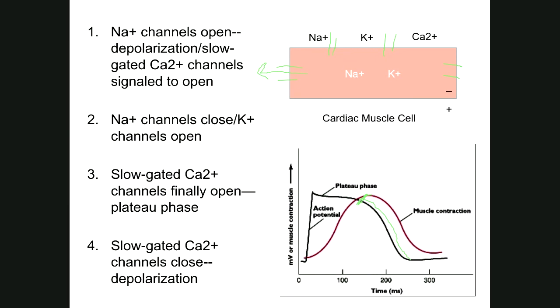And that's what extends that plateau phase: the opening of calcium channels, basically acting against the potassium channels that are opening, with calcium entering and counteracting the effects of potassium exiting. Now we have this plateau phase that extends the action potential and allows us to have those obligate relaxations in between contractions in cardiac muscle.